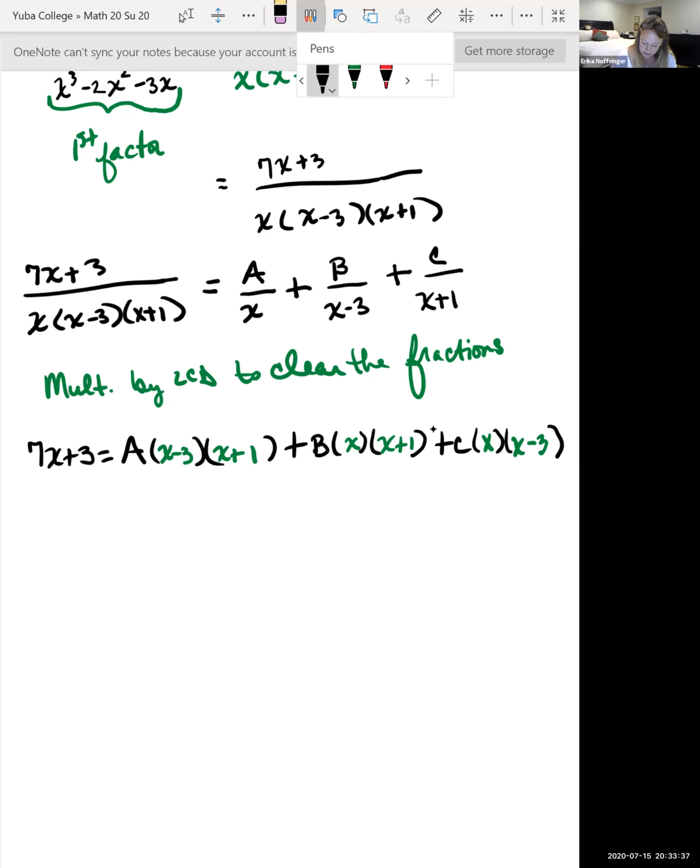So this would be 7x plus 3 is equal to a. If we distribute x minus 3 times x plus 1 and combine like terms, well, x times x is x squared. Here we have a 1x minus a 3x, so minus 2x, and a negative 3 times 1, so minus 3.